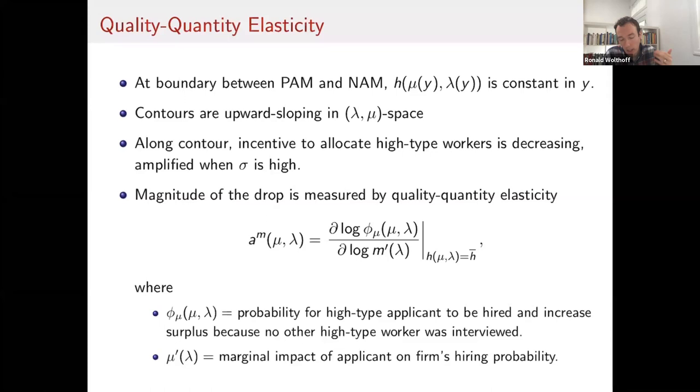And so why do we call this quality quantity? Because the first one is really about the quality of the applicant pool. What's the probability that we find a high type that increases surplus? Whereas the denominator is about overall matching probability, regardless of type. It only depends on lambda. So it's about the total number of applicants.